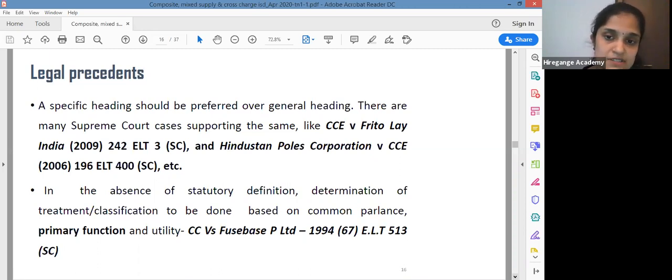Similarly for services, there have been many Supreme Court judgments that a specific heading should be preferred over a general heading, like Frito-Lay India, Hindustan Poles Corporation, and several other decisions. Similarly, it has been said that if there is no statutory definition or guidance, then the treatment or classification is to be done based on common parlance, the primary function and the utility, in a case called Fuse Base. Citations I have also shared.